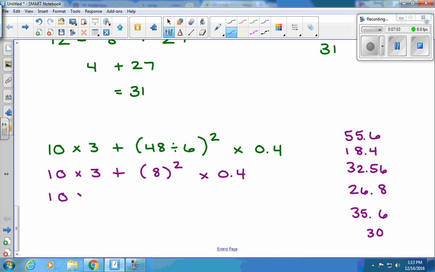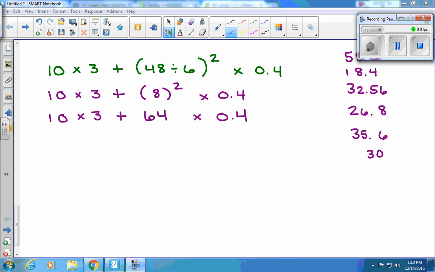And I know some of you are thinking, oh my gosh, here we go, we're writing again. 8 times 8 is 64. You can keep it in parentheses or take it out. It's not 16 because that's not 8 times 2, it's 8 squared. Then it says you multiply left to right. Here's the multiplication, which is 30.